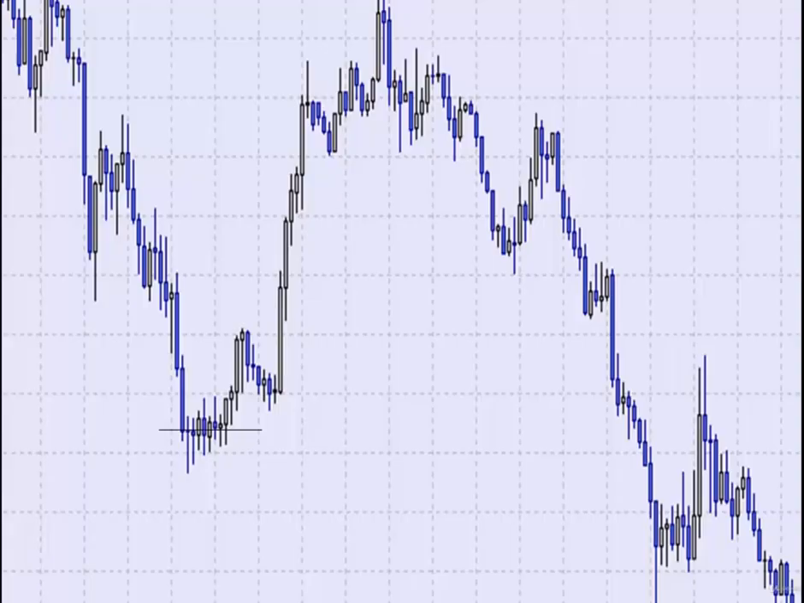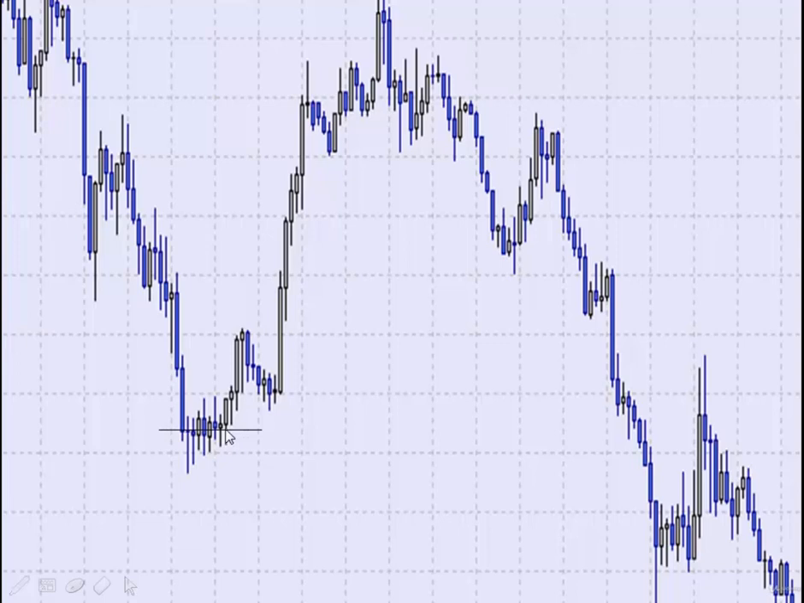So here we have an example. So here we have tweezer bottoms. Now, say for example, you saw these tweezer bottoms and you bought the market. So you would buy the market after seeing the tweezer bottom. So you would have entered the market around this price.